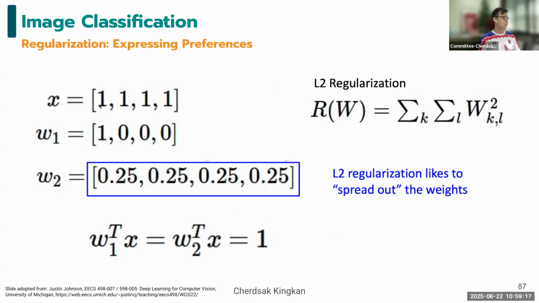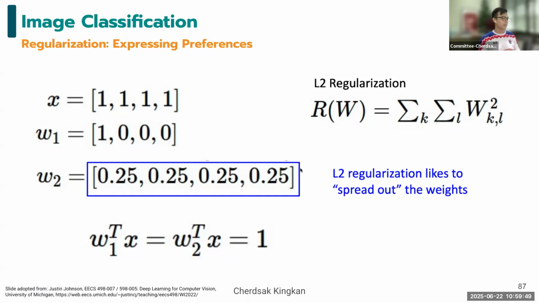For example, we can add the regularization to express our preference. So let's say that we have these two W, right? And then we multiply each one of them by this X, which is our input, right? We end up with the same number, which is W1 multiplied with X and W2 multiplied with X. You get the same value, which is 1. All right.